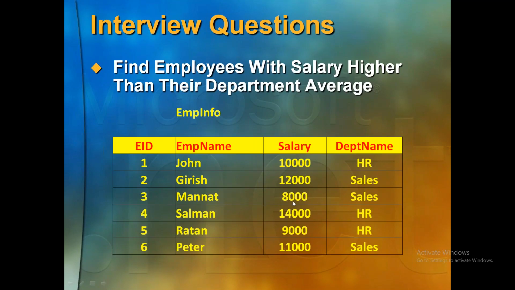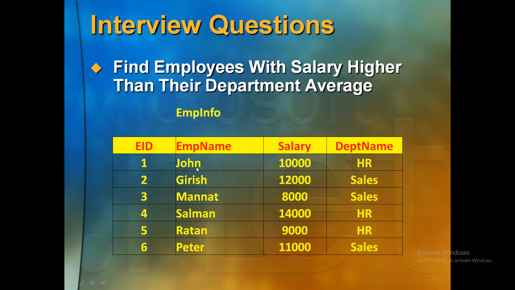Manat is in the sales department. Salman, $14,000 and HR department. Ratan 9,000 HR. Peter 11,000 sales. So the question is a very simple question: find the employee with the salary higher than their department average.